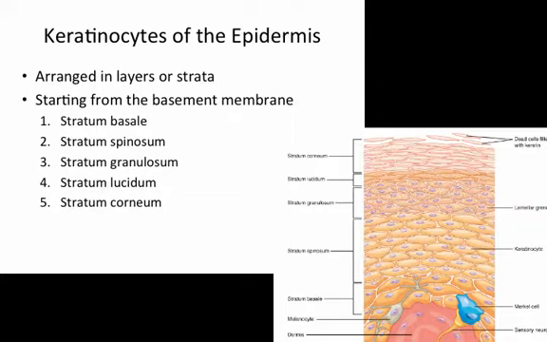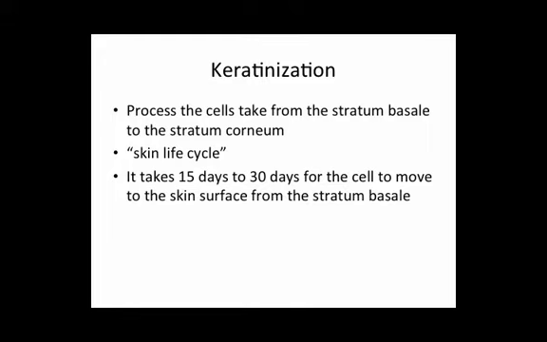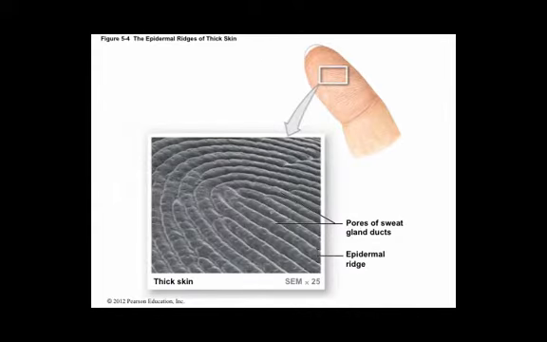This stratum corneum contains 15 to 30 layers of keratinized cells that are water resistant. These cells are shed and replaced every 2 weeks from the layers below. Keratinization is the process the cells take from the stratum basale to the stratum corneum. It is basically the skin life cycle. It takes 2 weeks to a month for the cells to move to the surface from the stratum basale. Fingerprints are due to the epidermal ridges of the stratum basale in thick skin.